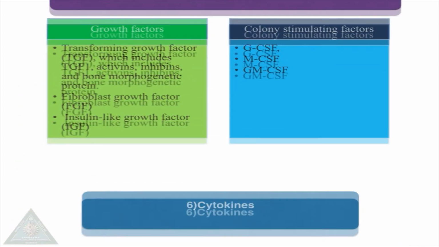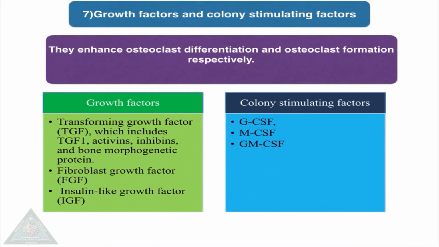Growth factors and colony stimulating factors. They enhance osteoclast differentiation and osteoclast formation respectively. The growth factors that are involved in osteoclast differentiation are the transforming growth factor, which includes transforming growth factor beta, activins, inhibins, and bone morphogenetic protein, fibroblast growth factors, and insulin-like growth factor. Colony stimulating factors increase osteoclast formation. The various colony stimulating factors are granulocyte colony stimulating factor, macrophage colony stimulating factor, and the combined granulocyte macrophage colony stimulating factors.